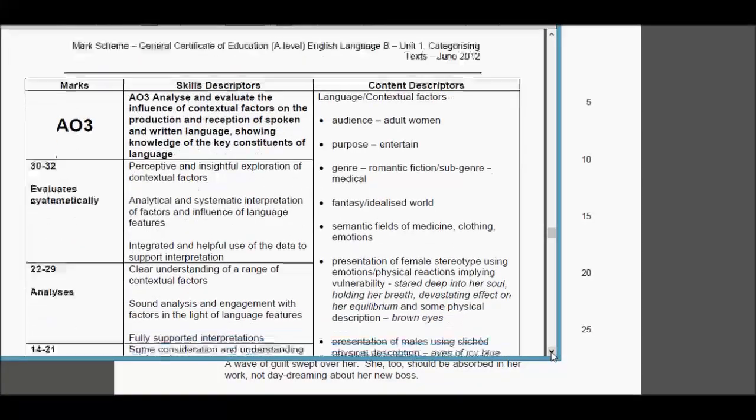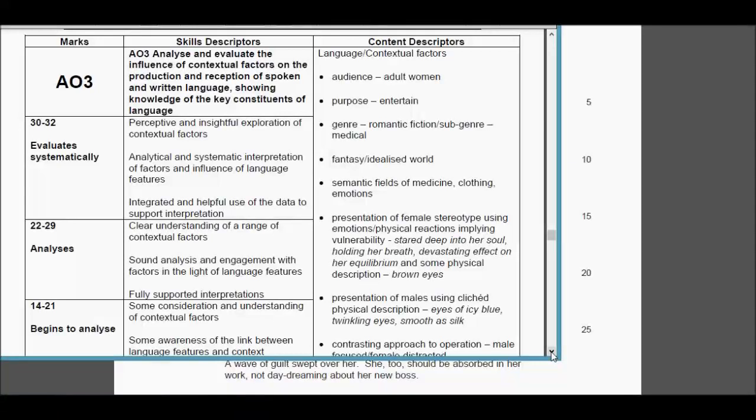In terms of context, and I will just scroll down in AO3, in order to get top band marks, you need to be evaluating the data that you're given, rather than just describing it or analysing it. So evaluating means you really go into depth, you look at the effect of individual words, and you're very original in the way that you explore that data.